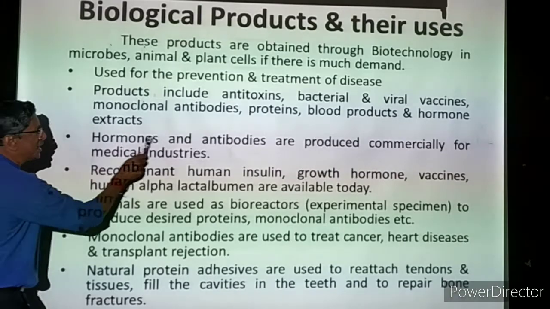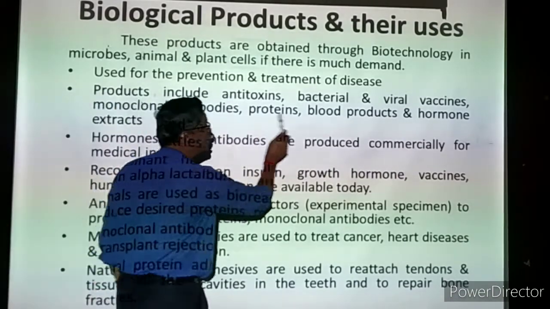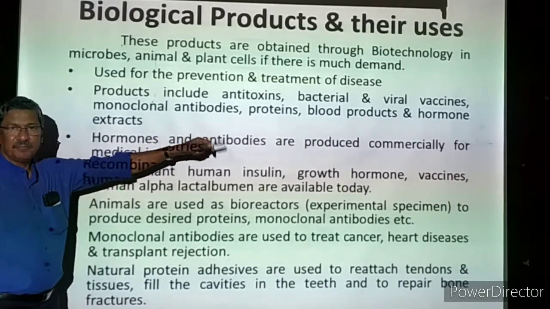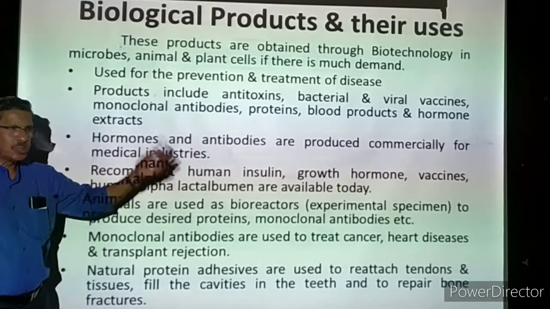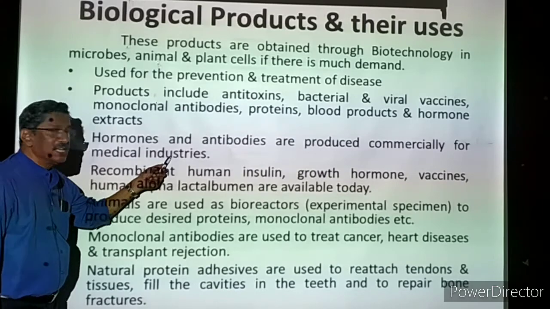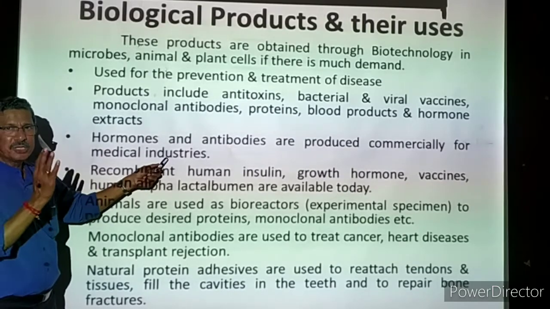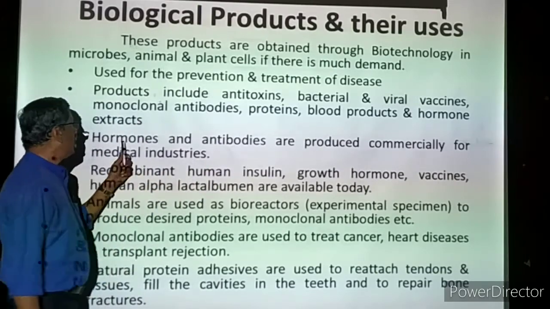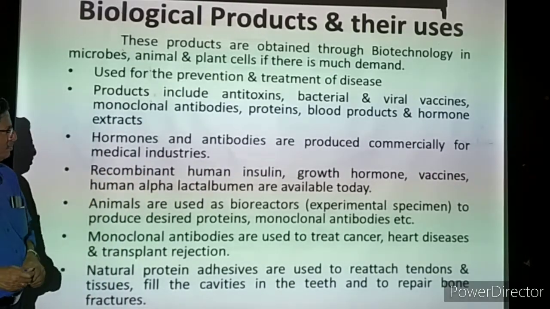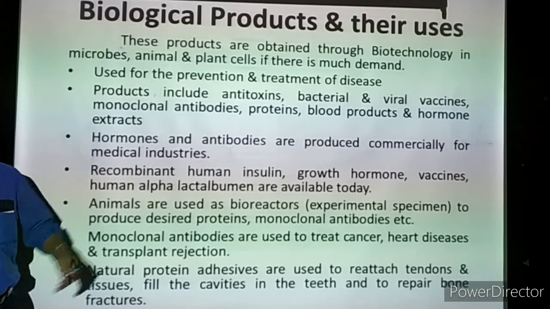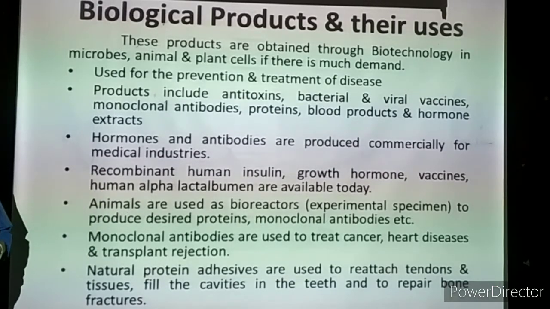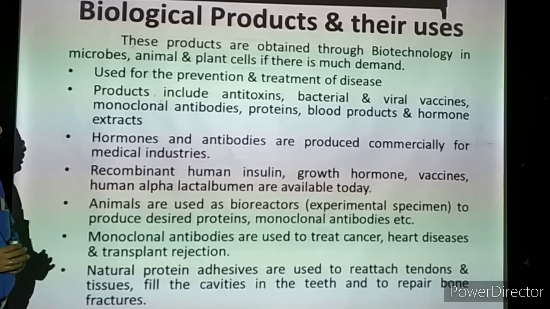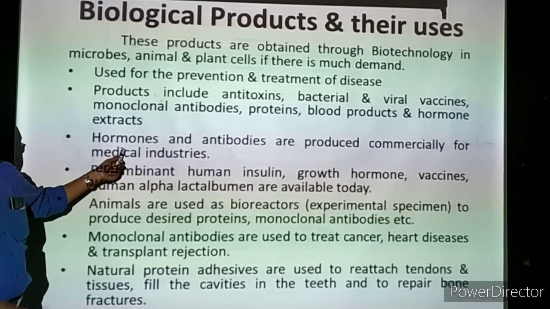Hormones and antibodies are now produced commercially, in enormous quantity, in medical industries. Medical industry means pharmaceutical industries. For example, the insulin hormone has very high demand because a lot of people are now diabetic. More than 15 to 20% of the human population are diabetic. They need a hormone injection. What is that?